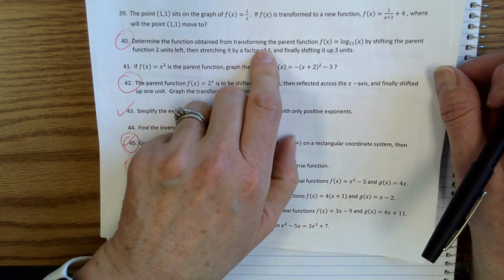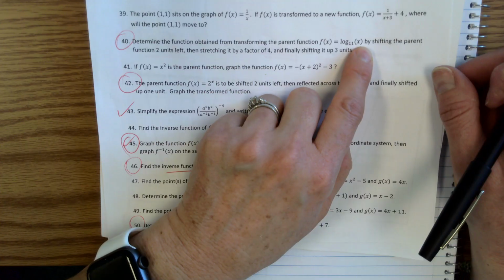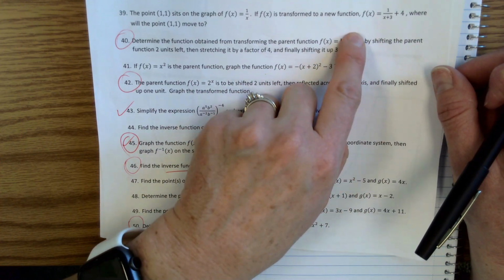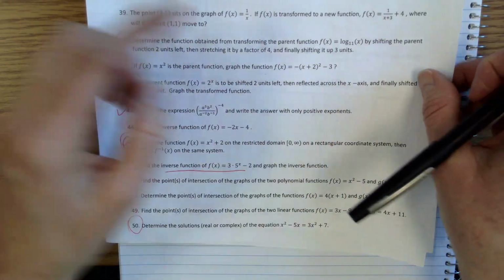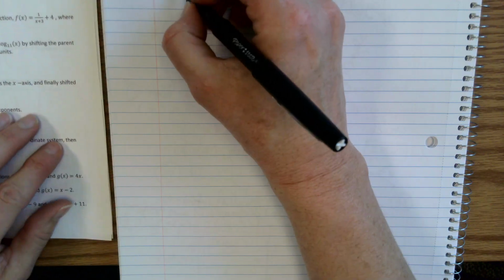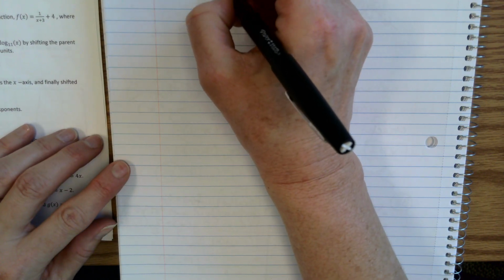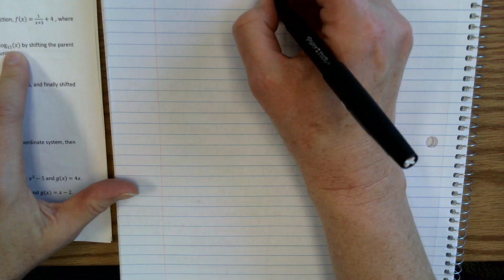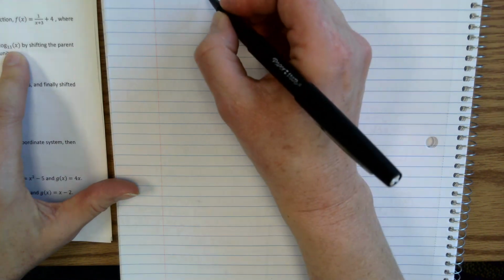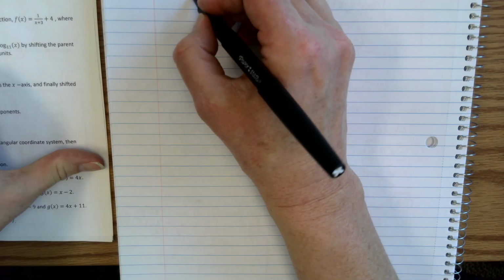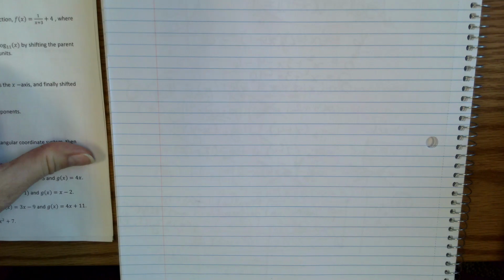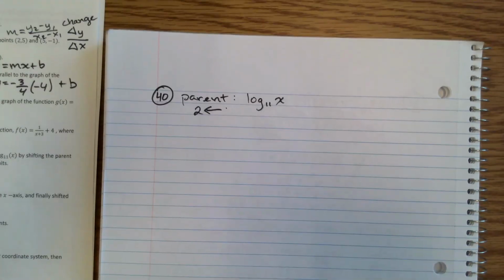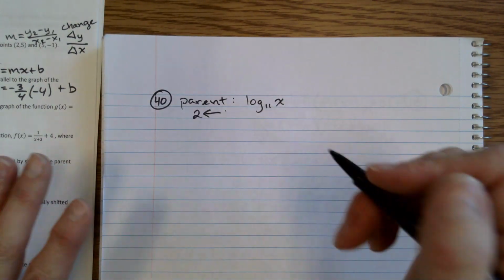Determine the function obtained from transforming log base 11 of x by shifting this parent function 2 units left, stretching it by 4, and then up 3. So we start with the parent function, log base 11 of x, and then we want to shift left 2, whichever order you write that. Oh, you can't see what I'm writing, I'm sorry. There we go. There's the parent function.